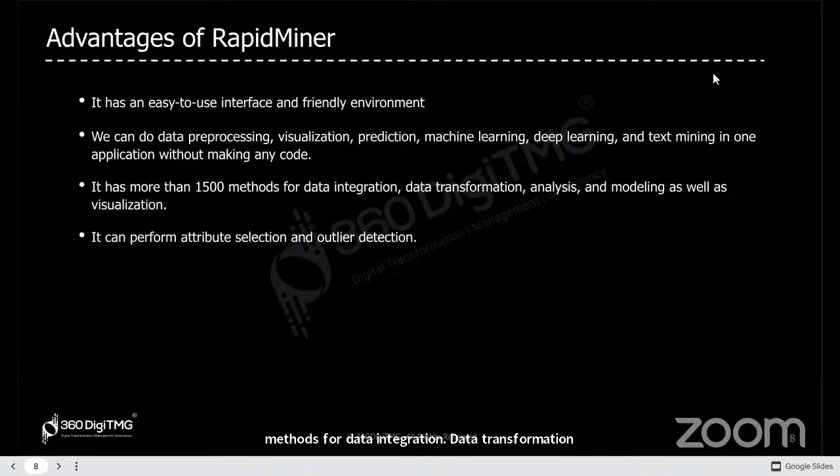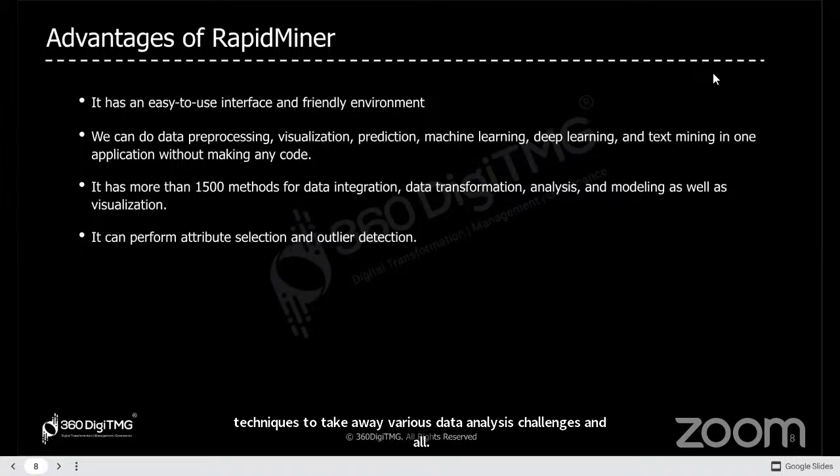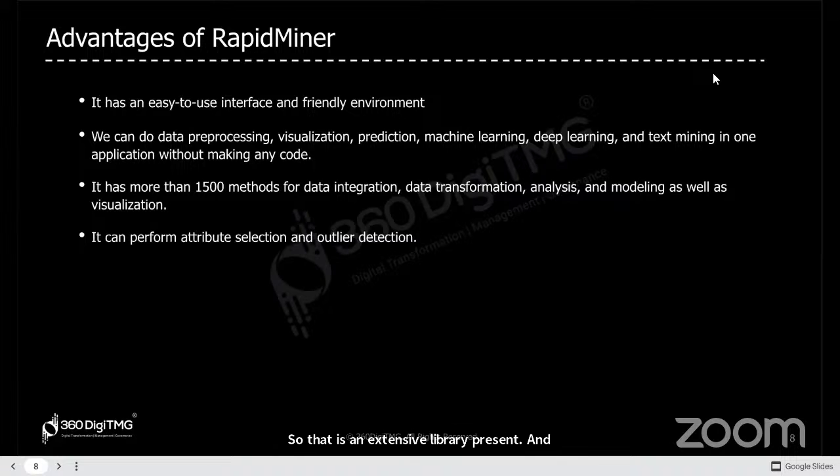Just like we have talked about before, it has an extensive library of methods or algorithms. You can call whatever you want. RapidMiner has a vast library of more than 1500 methods. This extensive collection provides users with a wide range of tools and techniques to tackle various data analysis challenges. We can also perform different tasks without writing code.